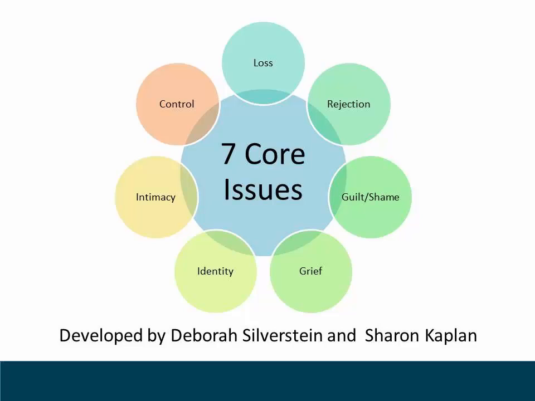Deborah Silverstein and JaeRan Kim highlight 7 core issues that are relevant to all members of the adoption constellation, particularly for the adopted person, birth parents, and adoptive parents. 1. Loss. 2. Rejection. 3. Guilt or shame. 4. Grief. 5. Identity. 6. Intimacy. 7. Mastery or control.